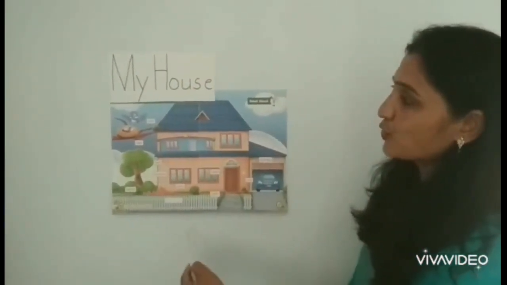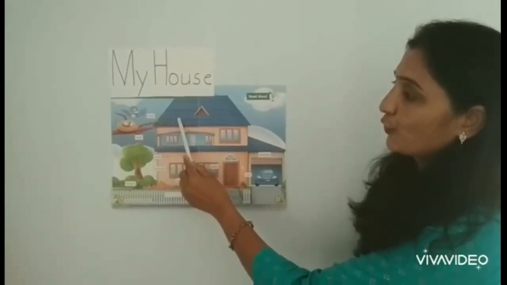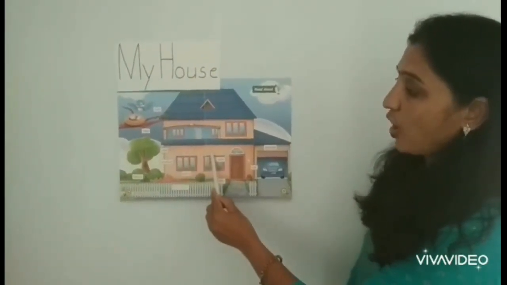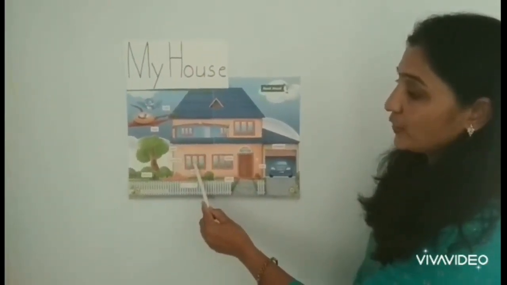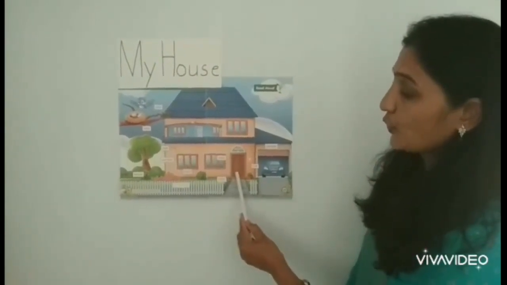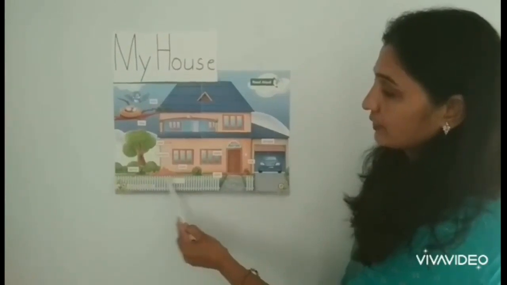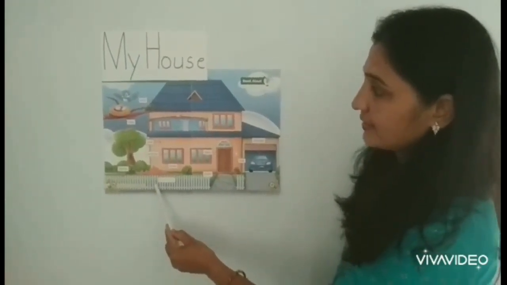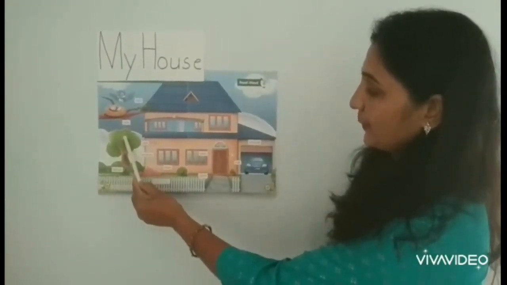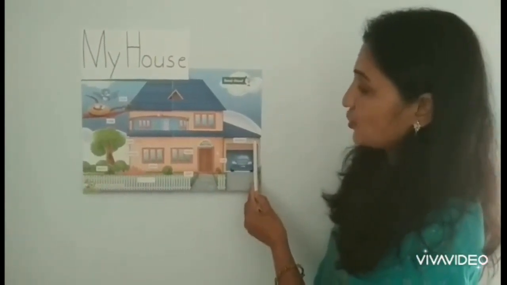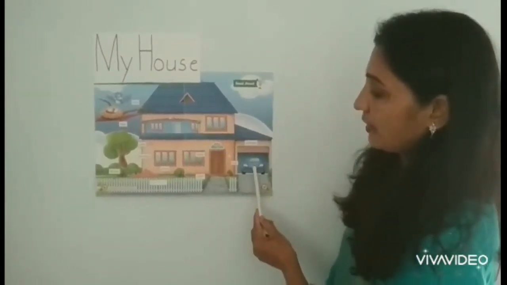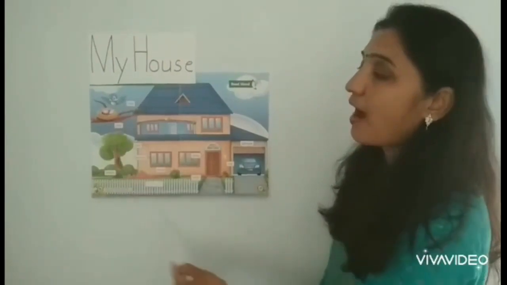My house. Roof. Wall. Window. Door. Lawn. Fence. Tree. Garage. Car. My house.